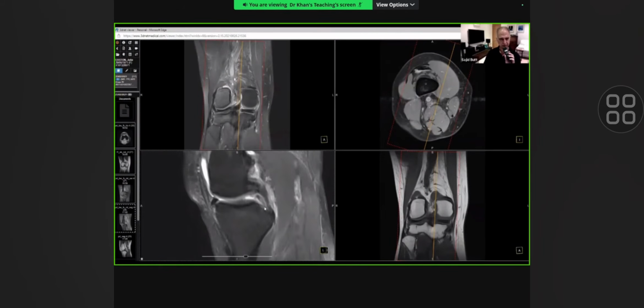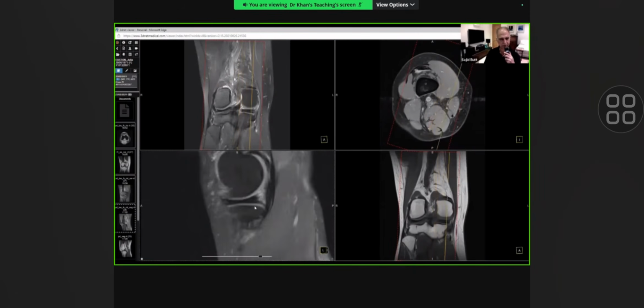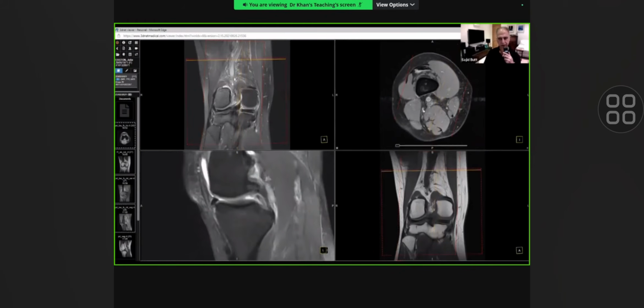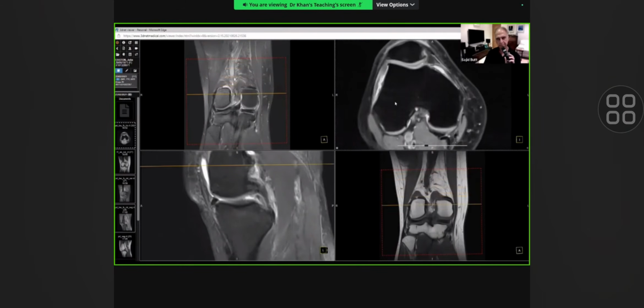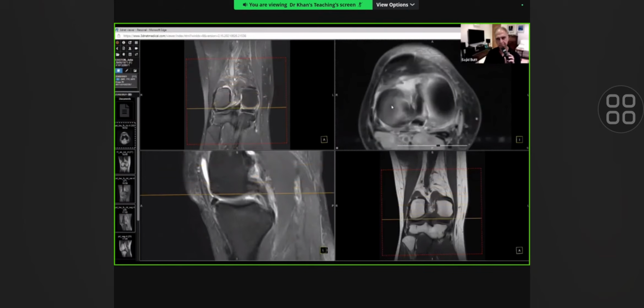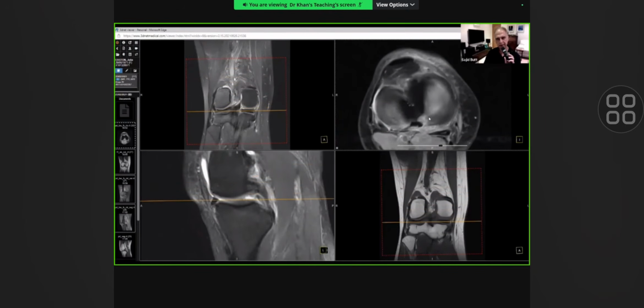That's the PCL. As you scroll from the PCL towards the medial side, you should be able to see the posterior root of medial meniscus in everybody. But here, it has got bright signal intensity within it. And we see that there is a tear. So that's a tear of the posterior root of medial meniscus. Let's see if we can find the same thing on the axial imaging. And that's it there.